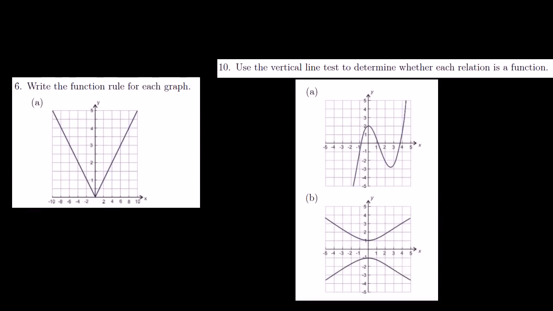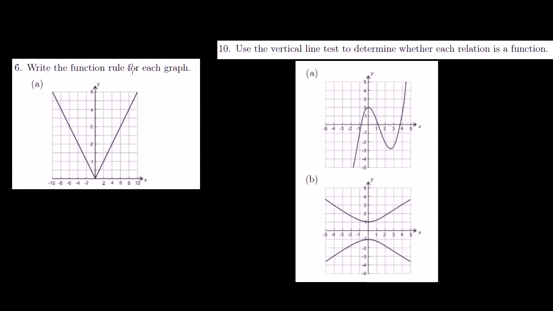Problem 6. Write the function rule for each graph. So we have this little v-looking thing. So we could write it a couple of ways. Let's call it f of x. You could call it g of x or h of x. But if you haven't used your f yet, people tend to use f of x. So this is x. So let's see.